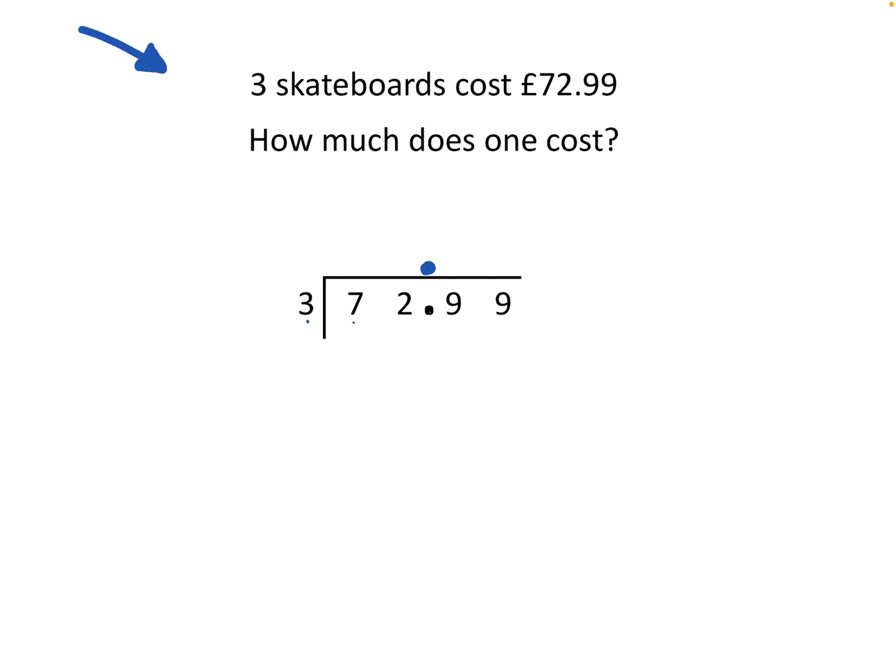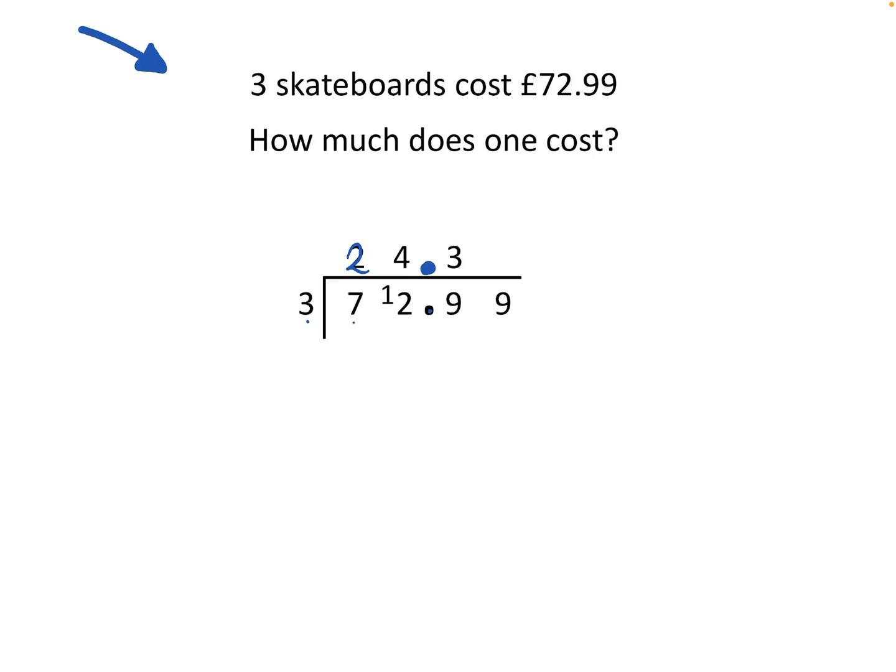So 3s into 7. How many 3s go into 7? 3, 6. There are, of course, 2. How many were left over? There was 1 left over. Well remembered. How many 3s go into 12? 3, 6, 9, 12. 4. Well done. Now, we've got our decimal place in the exact same position.